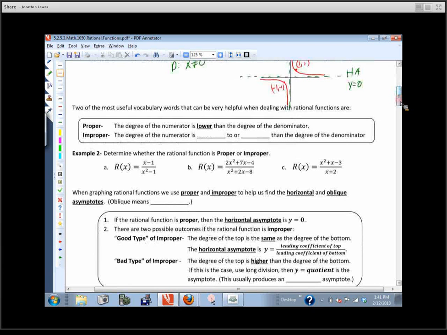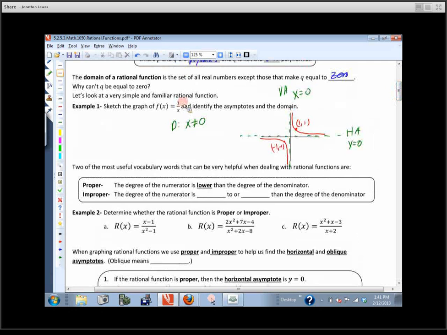So the vocabulary is proper and improper, but it's not the type of proper and improper that we talked about at the beginning, although it's very similar. If we have a proper rational function, then the degree of the numerator is lower than the degree of the denominator. So let's take a look at this one right here. What's the degree of the numerator? 0. What's the degree of the denominator? 1. So is this a proper rational function? It is. Okay? So proper just means the degree of the top is less than the degree of the bottom.